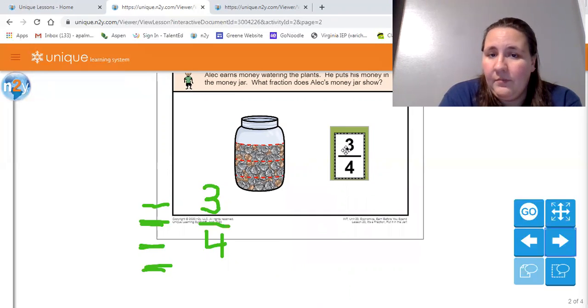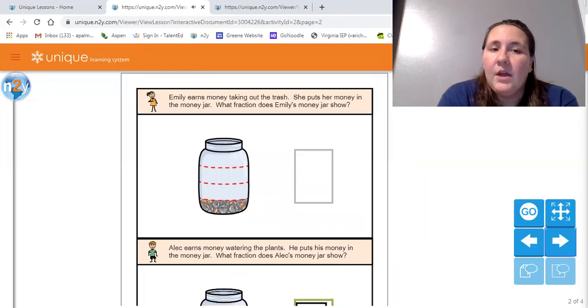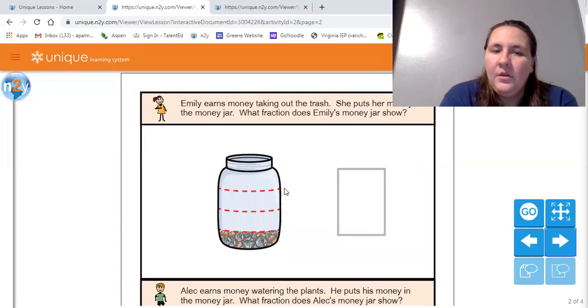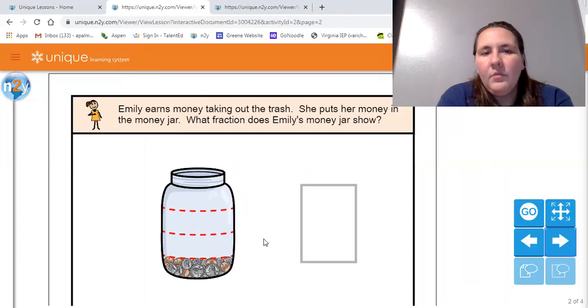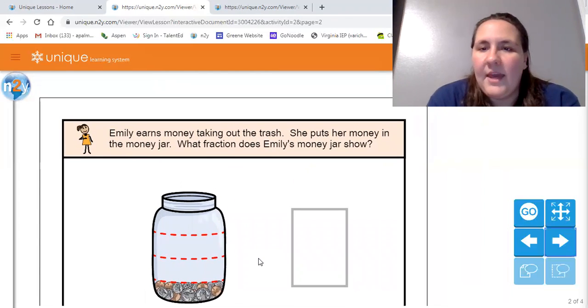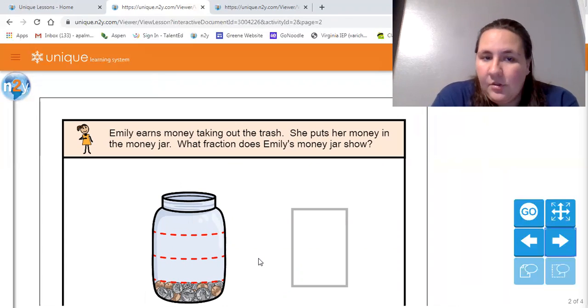Beautiful job. All right, let me clear my drawings and we'll try the one that was on top. Okay. So Emily earns money taking out the trash. She puts her money in the money jar. What fraction does Emily's money jar show now?